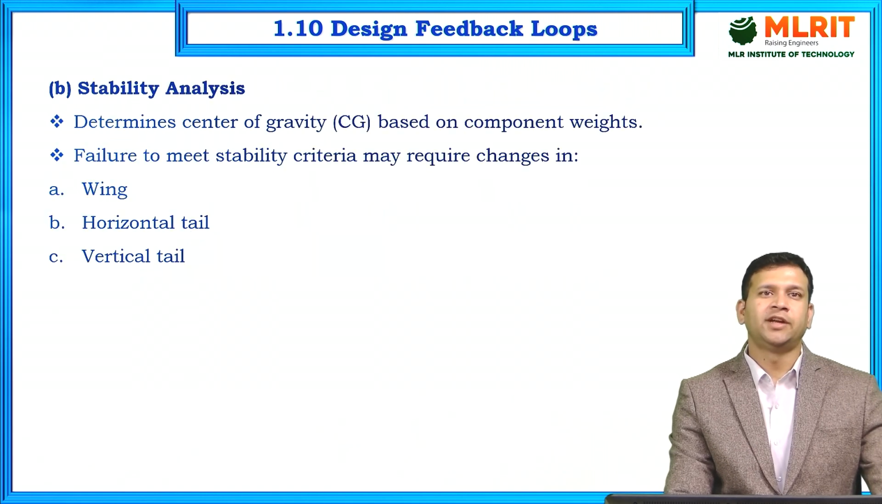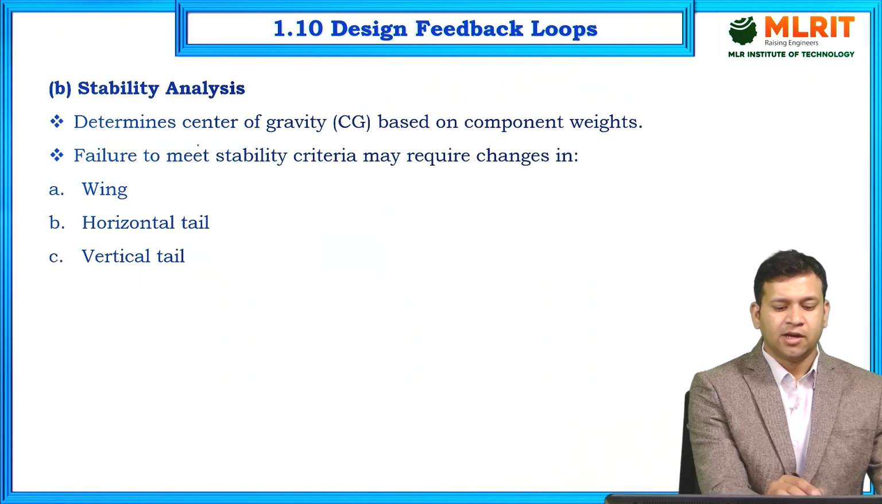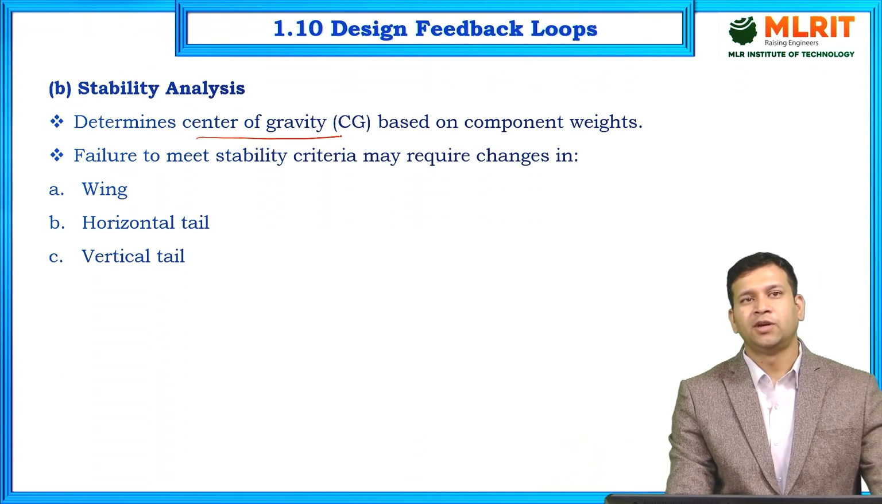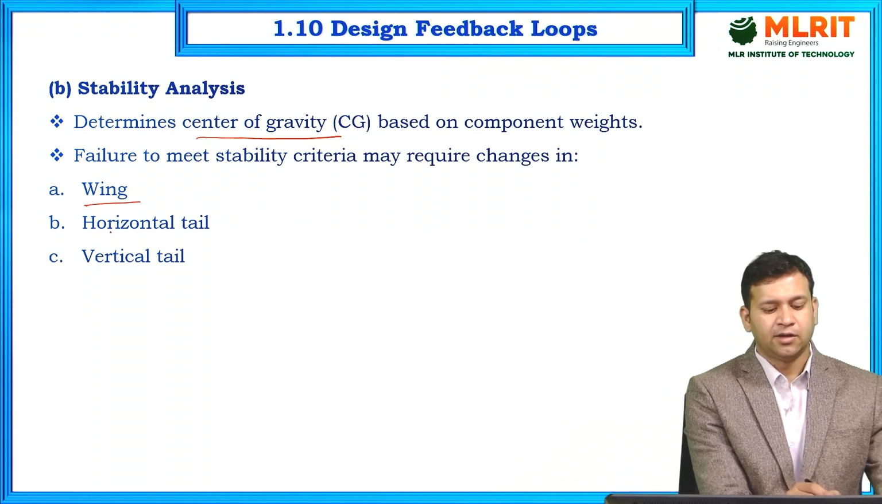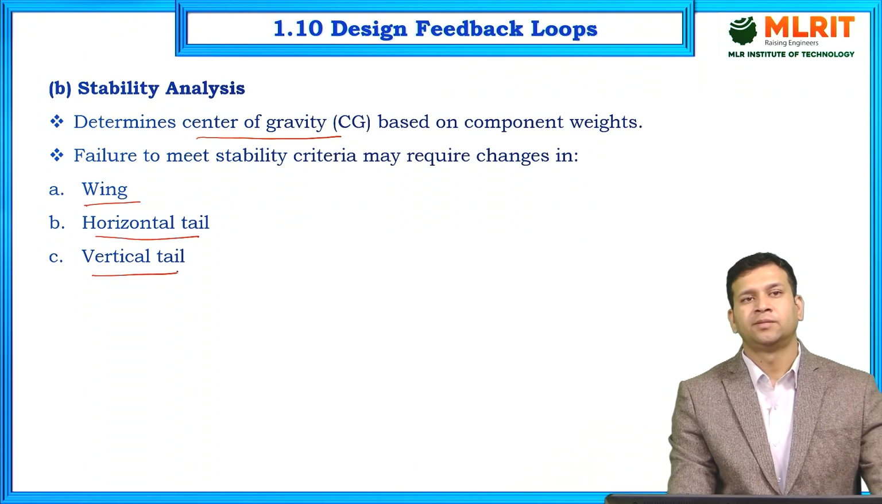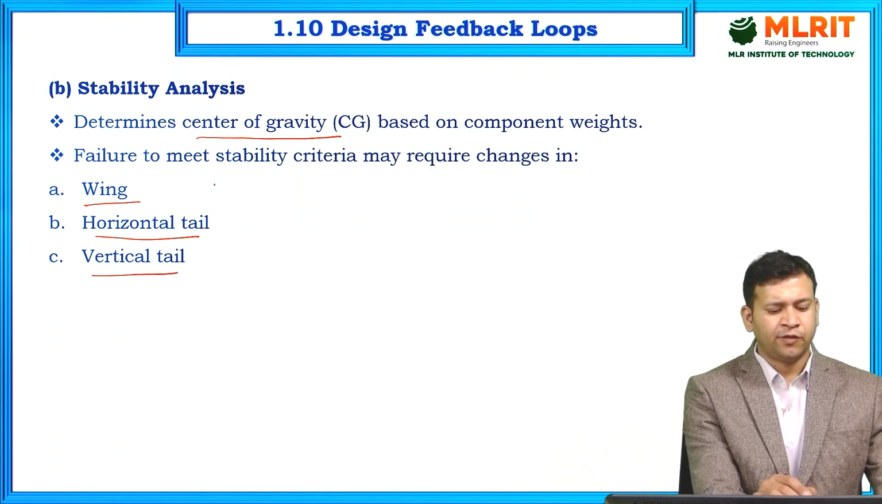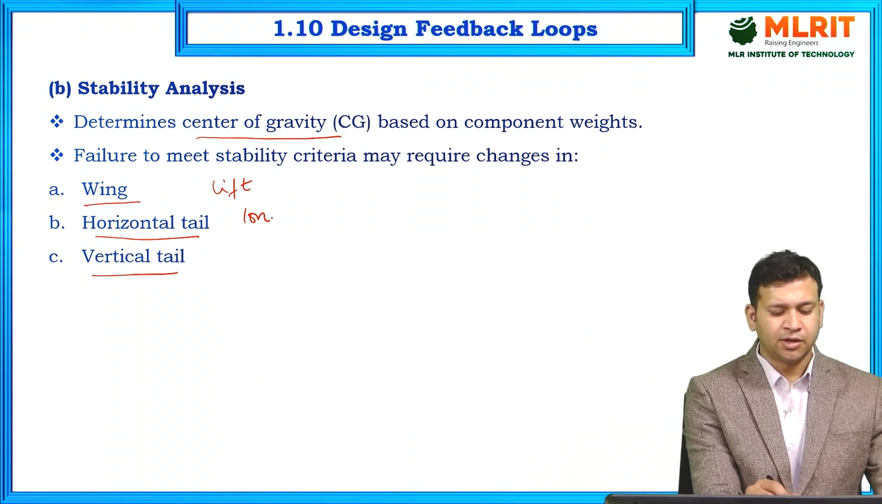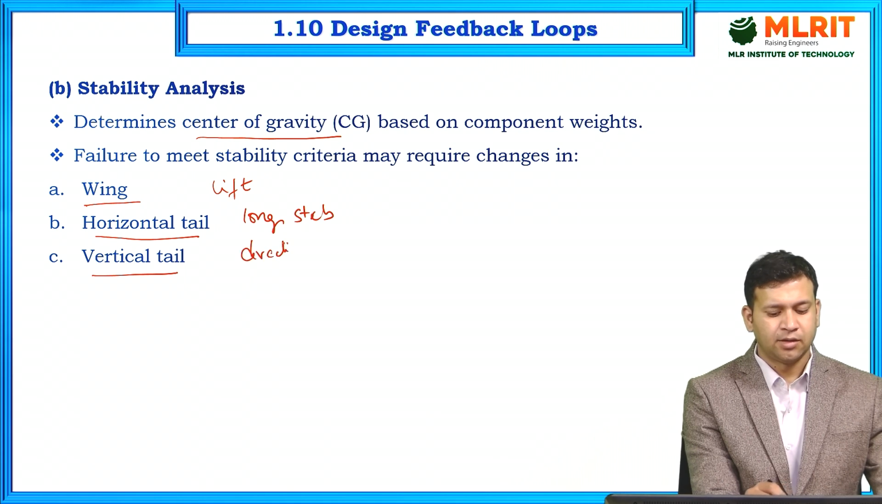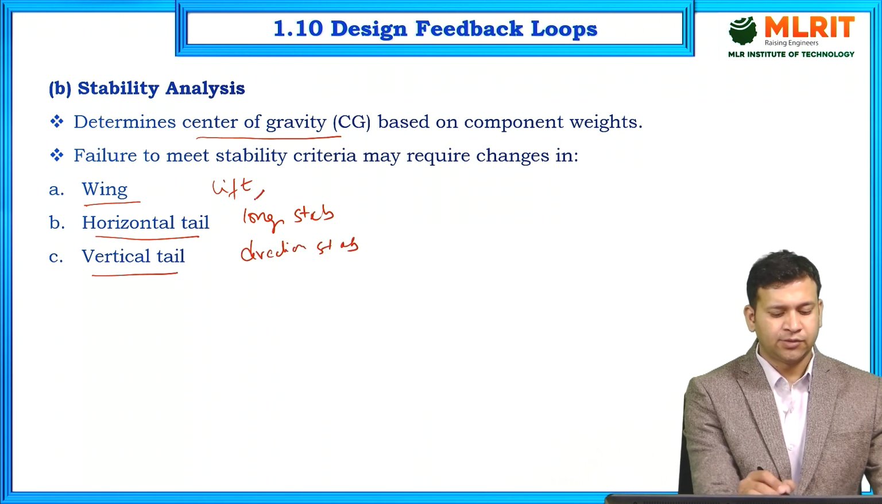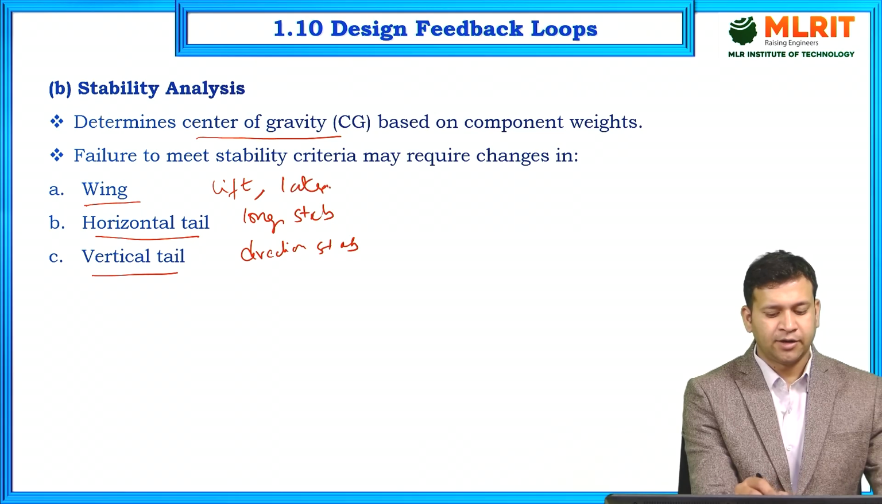Second one is stability analysis. It determines the CG based on component weights, and failure to meet stability criteria may require changes in wing, horizontal tail, vertical tail, because the wing is the main source of the lift. Horizontal tail is for longitudinal stability. Vertical tail is for directional stability, and the wing is for lateral stability, right?